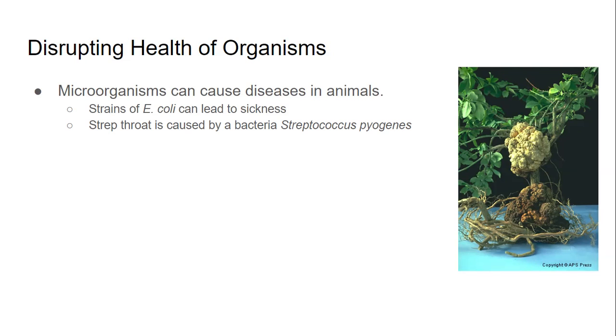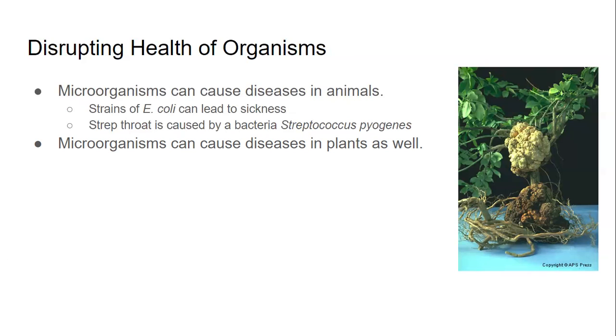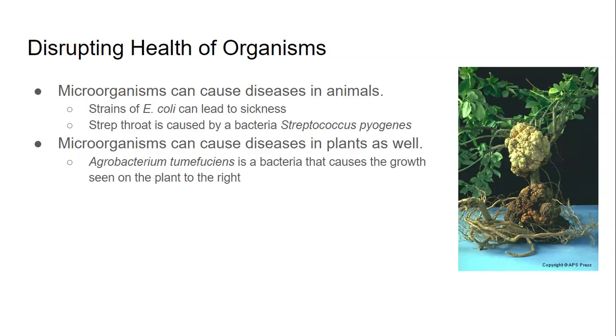We also know that strep throat is caused by a bacteria called Streptococcus pyogenes. So, this is another bacteria that can cause some sort of disease, or what we call a bacterial infection, within an organism. But it can also cause a disease in plants as well. There's a bacteria called Agrobacterium tumefaciens that causes the growth that's seen on the plant to the right. Now, this is not a sort of growth that you normally want to see on a plant. So, this is disrupting the health of this organism itself.